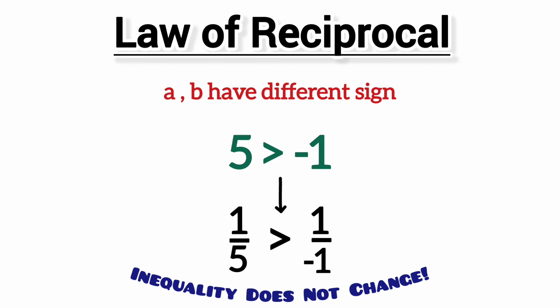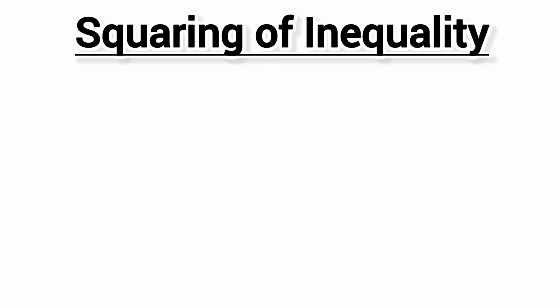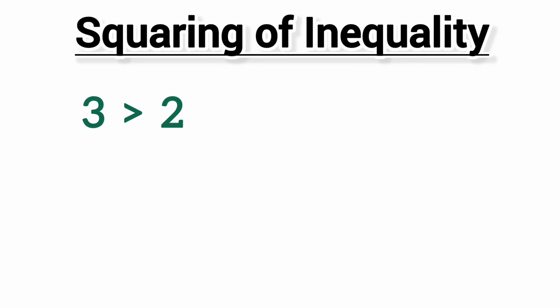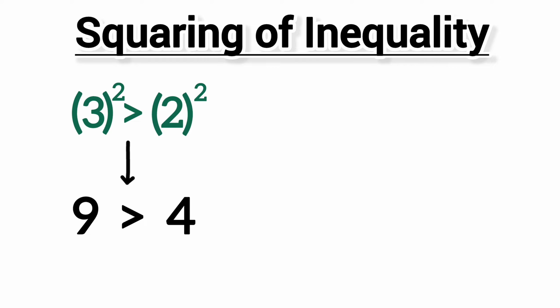We'll end this video with the last and the most important property, that is squaring of inequality. Remember, if a is greater than b, then you can say nothing about a square and b square. It may or may not be greater. Understand this deeply. Like 3 is greater than 2. If we square both the sides, 9 is greater than 4.